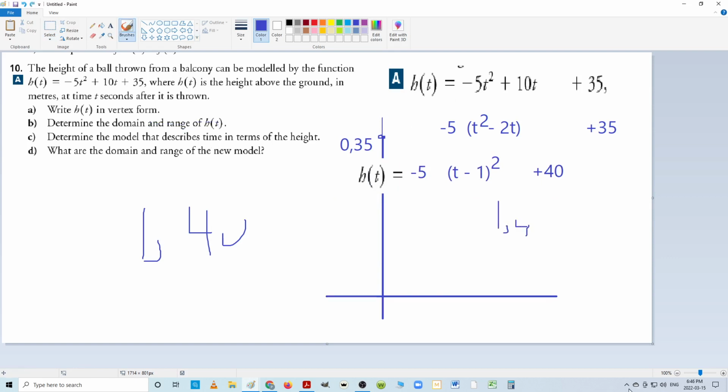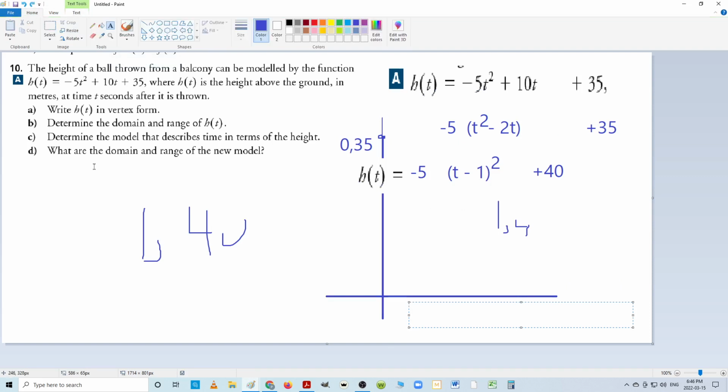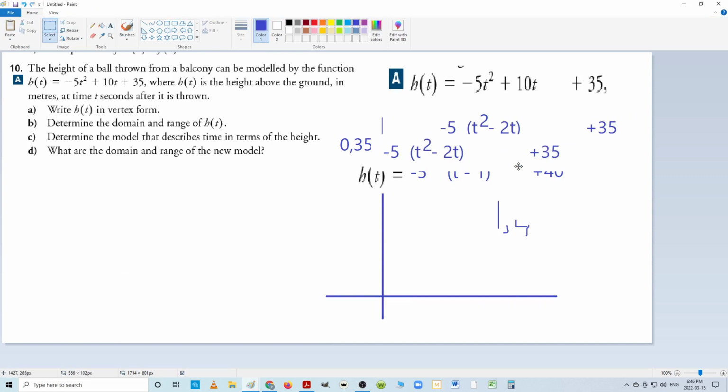Determine the domain. Well, in ball questions, you don't go back in time and you don't go down through the ground. So they have both a domain and a range restriction. So the domain along the x-axis, we need to figure out where it hits the ground. So that means we need to set this to equal to 0. But this one is a good one.